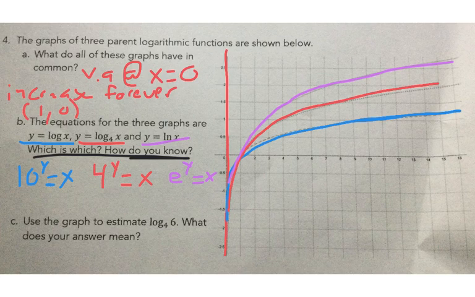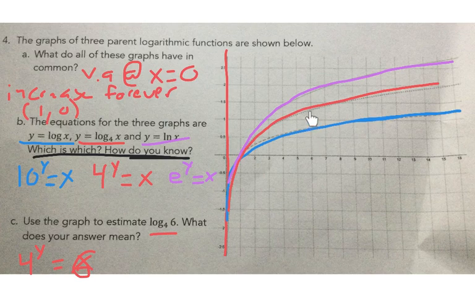It says use the graph to estimate log base 4 of 6. So I know log base 4 is my red graph. And if I'm finding log base 4 of 6, again, what's this asking? This is saying 4 raised to the y is equal to the x value, which in this case is 6. Write the x value 6 here. So if I go to where the x value is 6, what's the y value for the red graph?